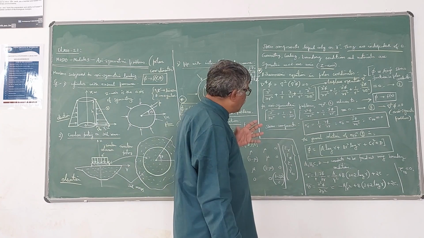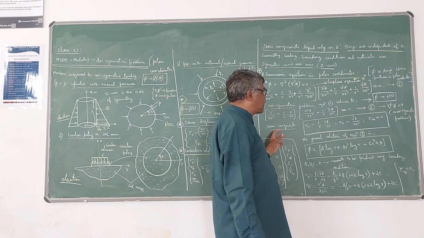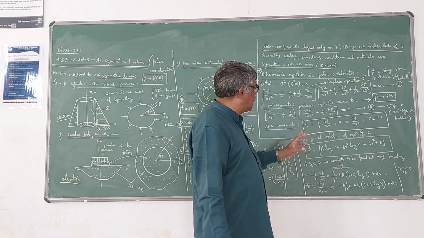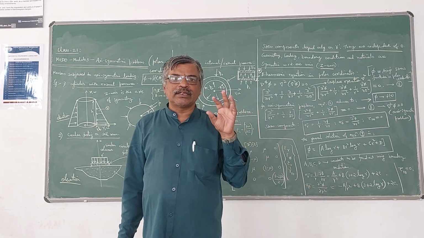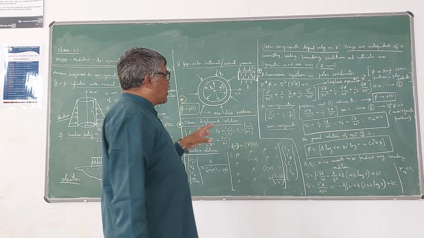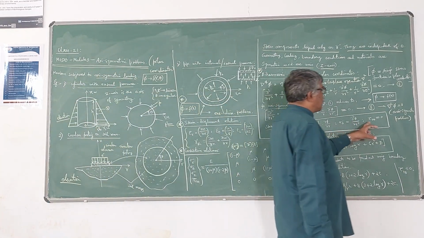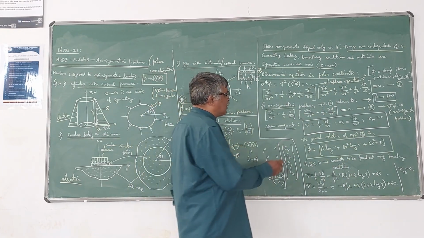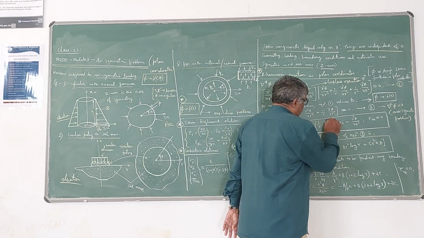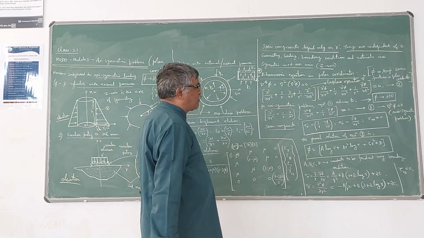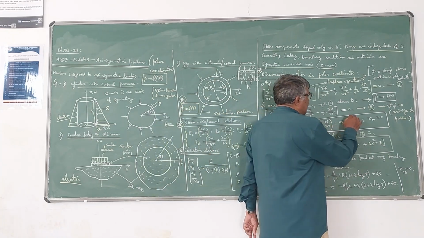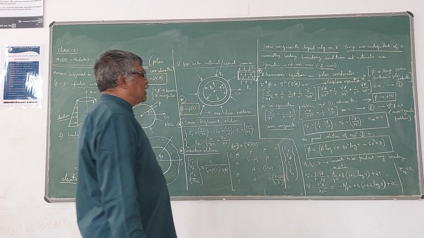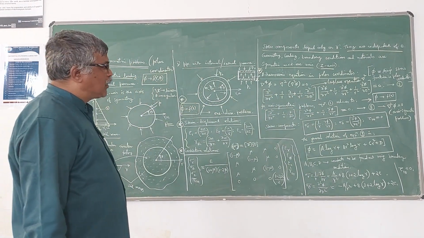Now we know that the stress components in polar coordinates will be only three, because it is two-dimensional. Just like sigma x, sigma y and tau xy, you have sigma r, sigma theta and tau r theta. The expressions for the stress components are: sigma r is given by (1/r) ∂φ/∂r, sigma theta is given by ∂²φ/∂r², and tau r theta is always equal to 0. You have to remember that.